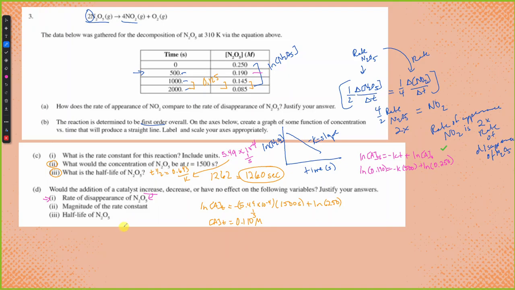The magnitude of the rate constant. The addition of the catalyst would be part of the rate law, because that's usually concentration dependent, so I'm going to say that's not going to have any effect on the K constant, the magnitude of the K constant, because we always put the catalyst in as part of the rate law. They are concentration dependent. So I would say this would have no effect.